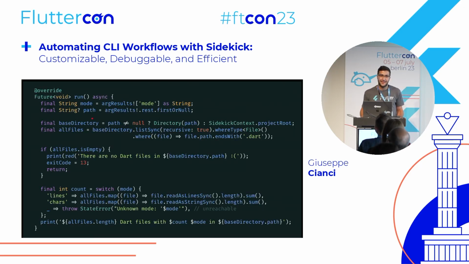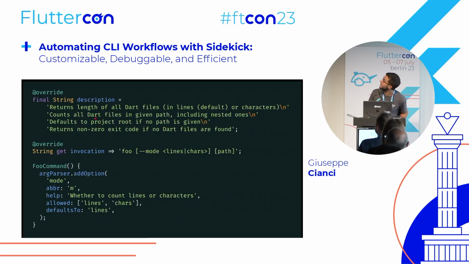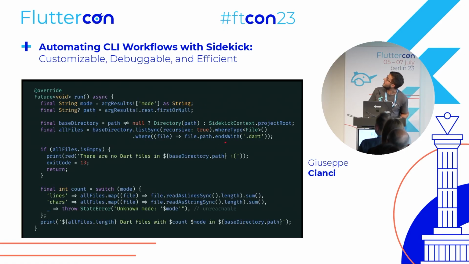And the next thing I'm getting is the path parameter. This is a positional optional argument. You see here in the invocation, it's a positional argument because there's no name in front of it, and it's optional because I want it to be optional, so that's why I put it in square brackets. To get positional parameters, I can use argResults.rest, and I get the first one, but because it's optional, I have to write firstOrNull.